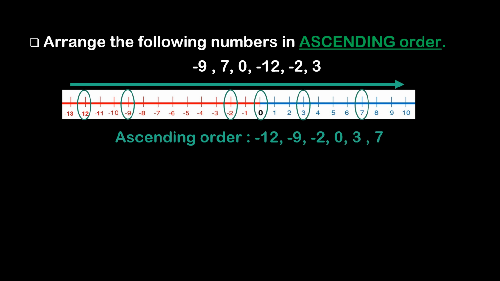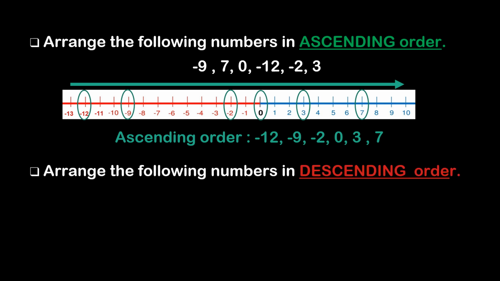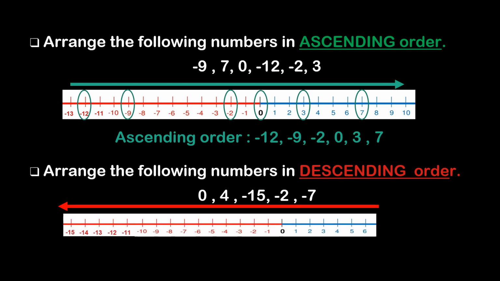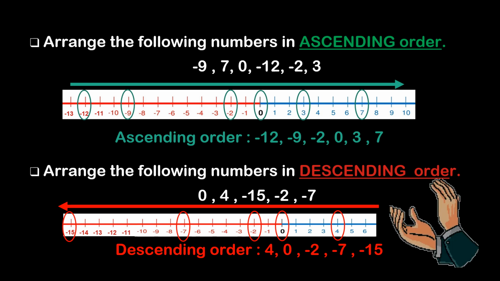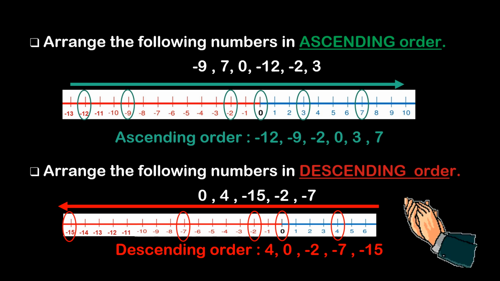How about this one? In this question, it's asked to arrange in descending order. Try it. That's good. The largest will be 4, then 0, negative 2, negative 7, and the smallest will be negative 15. Give yourself a clap now as you have done it correctly.